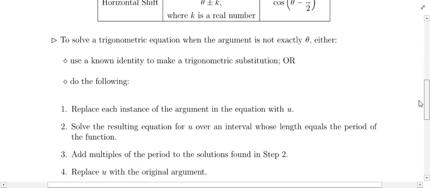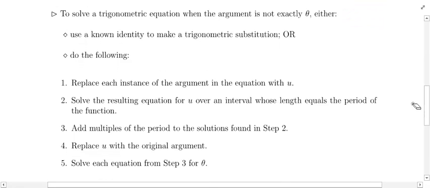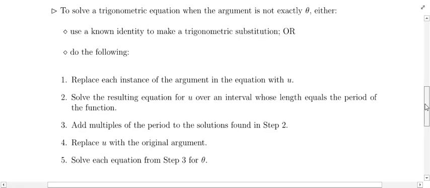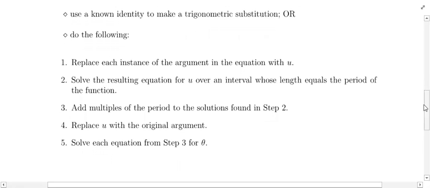So we're going to talk about how you would handle an equation where your argument is more complicated than theta. It says to solve a trigonometric equation when the argument is not exactly theta, there's two things you can do. Either one, you're going to use a known identity to make a trigonometric substitution. We've done that method before with another type of equation. Or you're going to do the following. This may sound a little confusing, but we'll do an example and hopefully it will make sense.